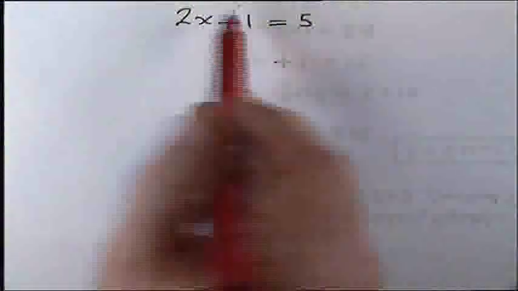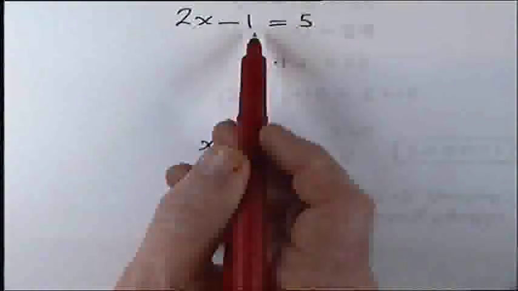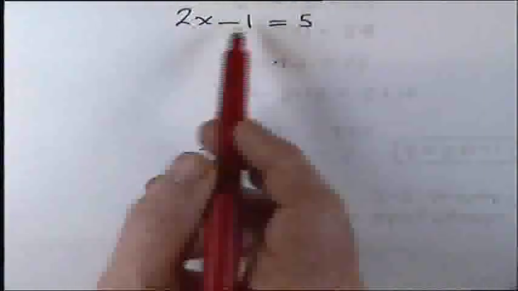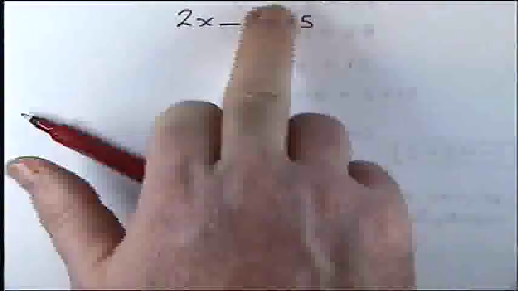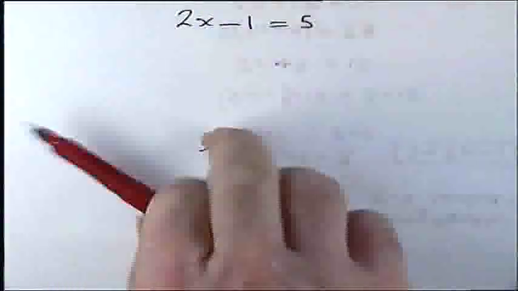Now if you look at it, we've got 2x take away 1. So the first thing that we should do here is get rid of this take away 1. If we can remove this take away 1, then we'll just be left with 2x. Now we can't just rub it out, we have to do something mathematically. The opposite of taking away 1 is adding 1.